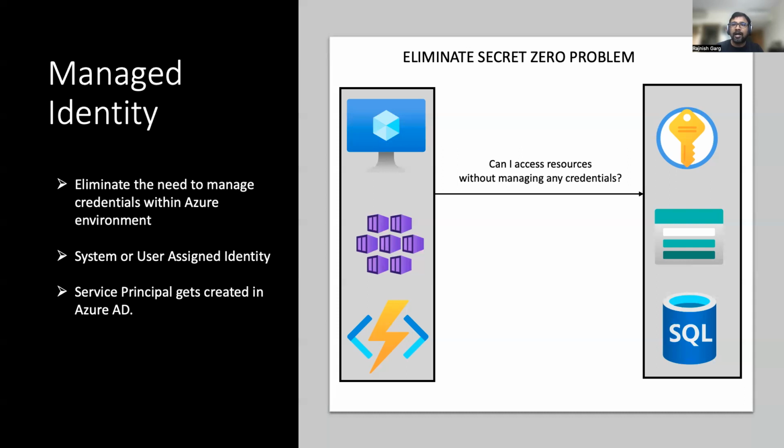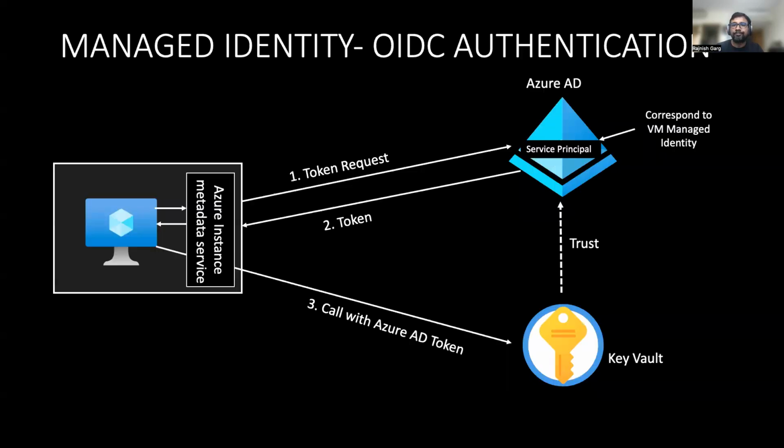Again, it primarily helps you eliminate the secret zero problem. This managed identity can be system assigned or user assigned. In a later part of my slides, we will look into some of the differences. One last thing, you will see in my demonstration two slides further that whenever you create any kind of managed identity, Microsoft behind the scenes will be creating a service principal.